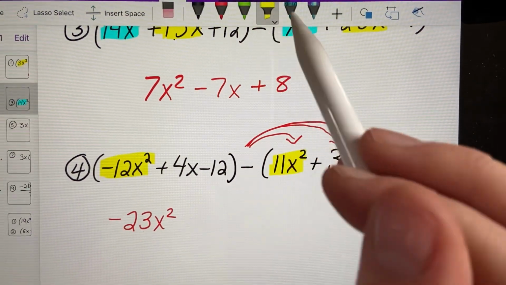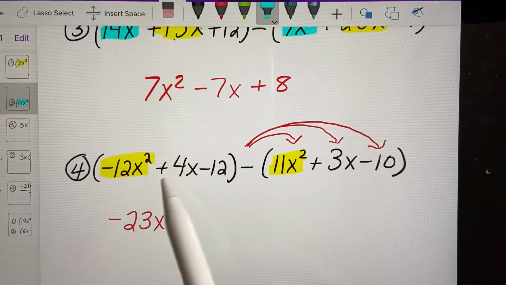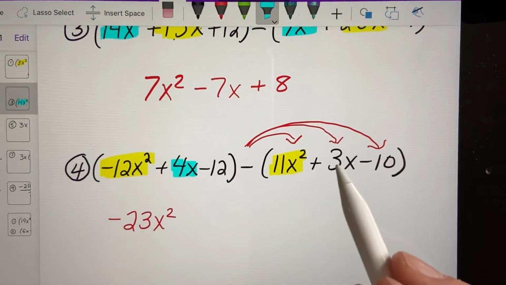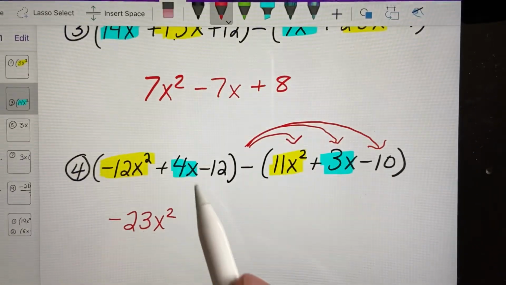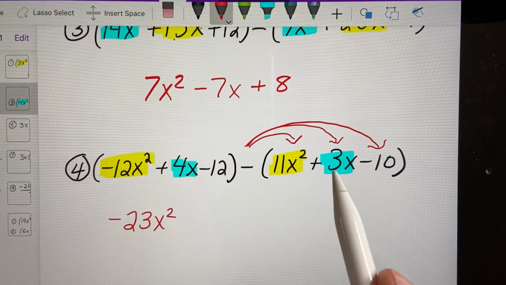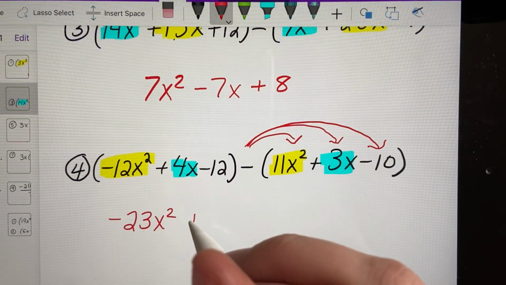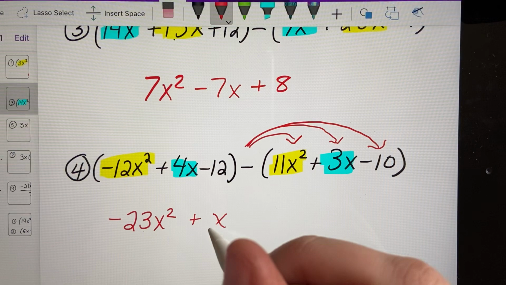Then let's switch colors again. Let's do blue. Then we've got 4x minus 3x. 4 minus 3 would make that plus 1x. I can just put plus x.